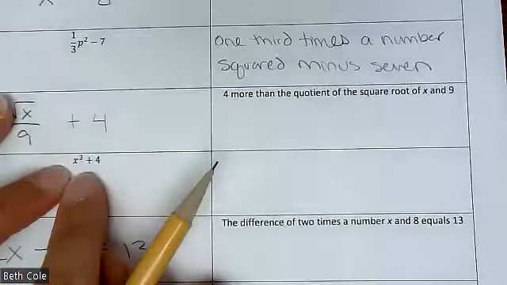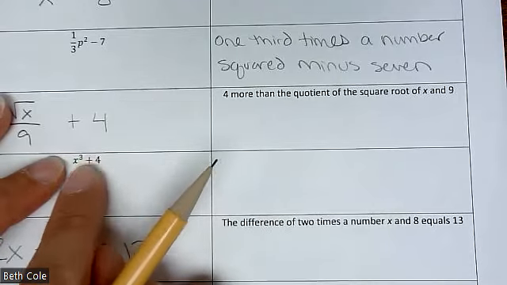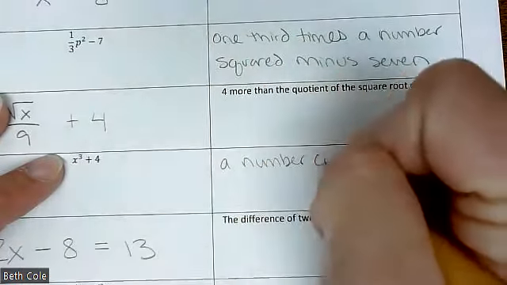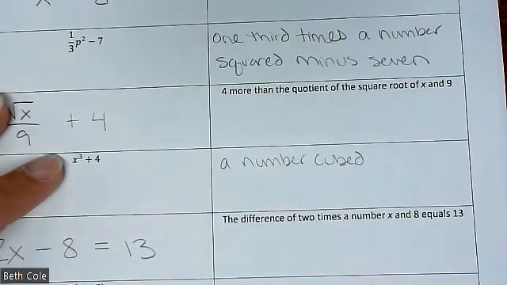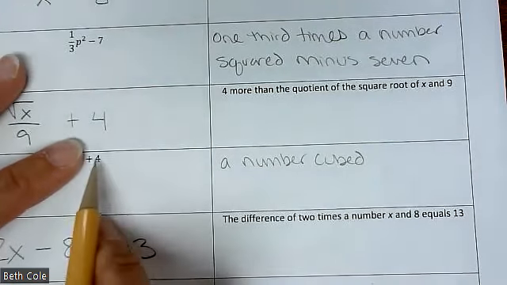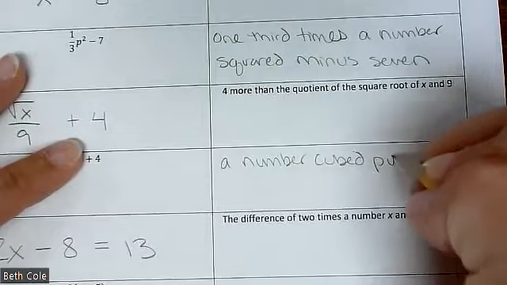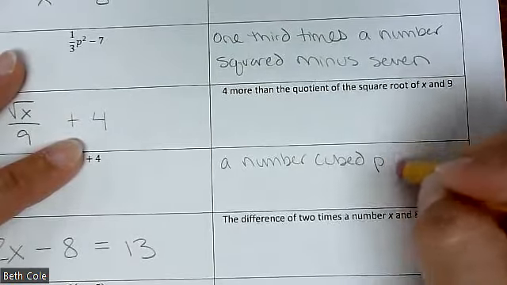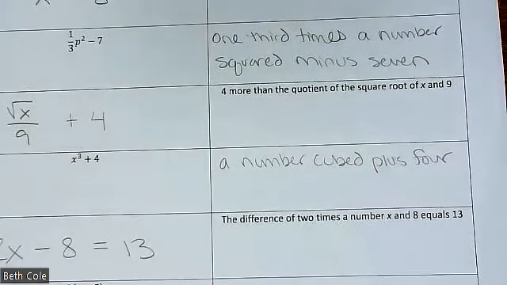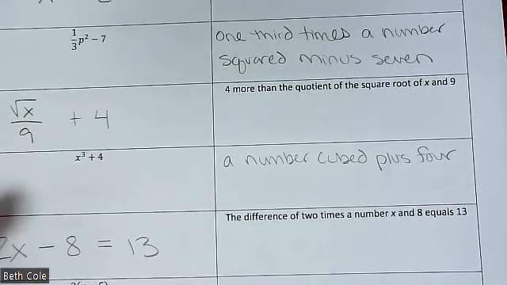All right, so down to the next blank. This is not a number squared, it is a number cubed. Perfect. A number cubed takes care of that first part, so I'll cover that up, and then what? Yep, +4. Cool, 2 more. Oh, this one has parentheses.